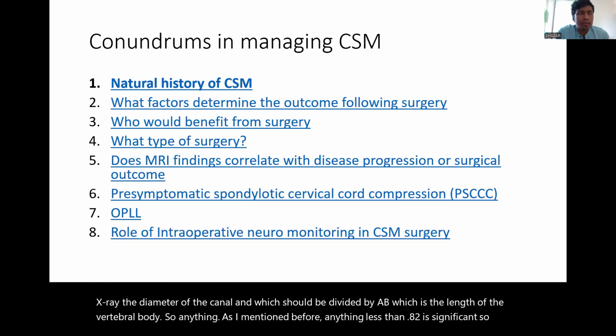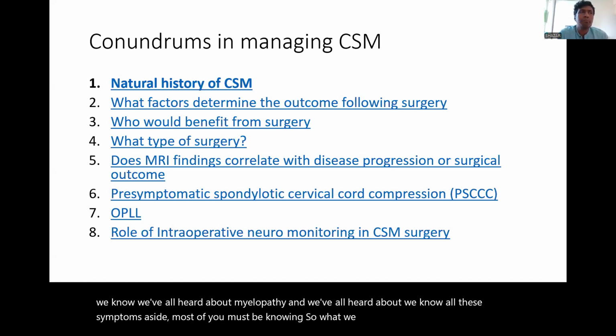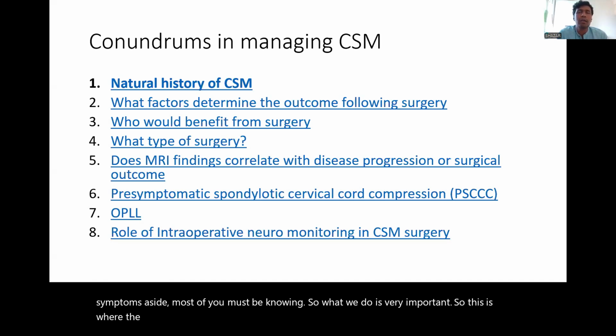So now we've all heard about myelopathy, and we know all these symptoms, and most of you must be knowing. So what we do is very important. This is why I want to discuss the conundrums in managing CSM.